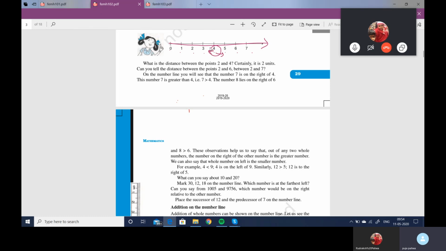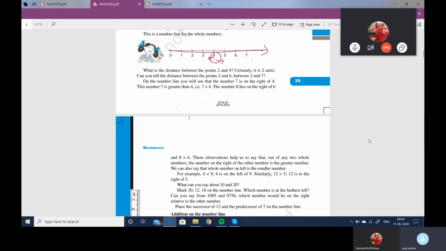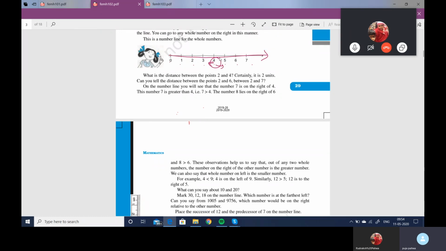And what is the predecessor of 4? Predecessor of 4 is 3 because the number that comes exactly before 4 is 3. So if you want to find a greater number and a smaller number, we can also find it with the number line. The number which is on the right side of the number line is greater. Means 4 and 7, if you want to compare, 7 is greater because 7 is on the right side of the number line. A number which is on the left side of the number line is smaller. Like we want to compare 1 and 4. So 1 is smaller than 4 because 1 is on the left side of your number line.